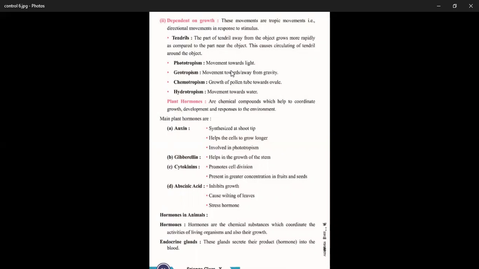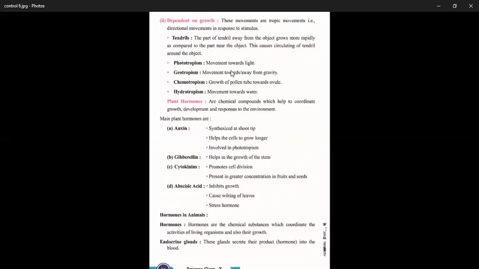It is caused by a hormone, auxin, which helps in the elongation of cells. When a plant is exposed to light, it moves towards the light because when the plant detects light, the hormone auxin is synthesized at the tip, and that hormone moves towards the shady side of the plant. When this hormone moves to the shady side, it causes the elongation of cells, and elongation of cells leads to the bending of the plant towards the light.